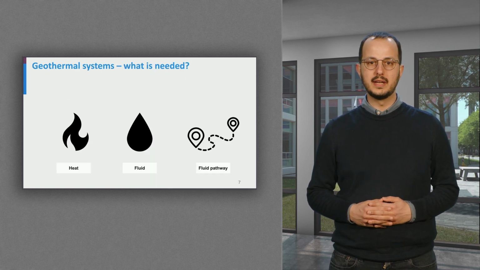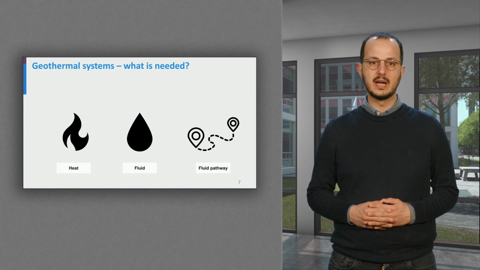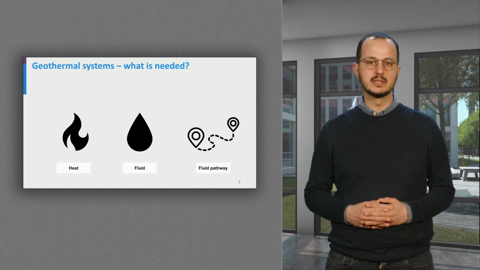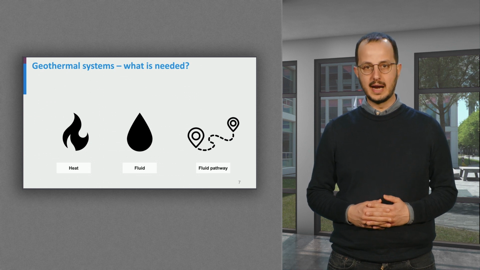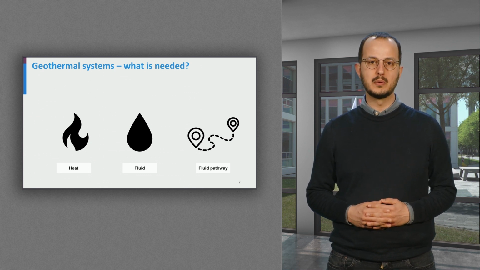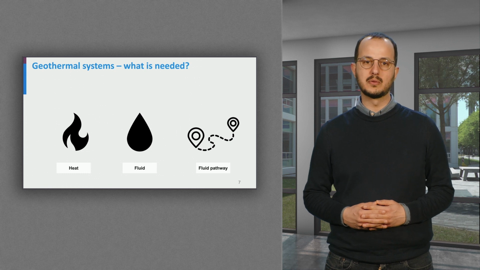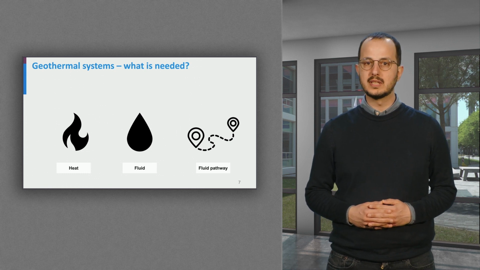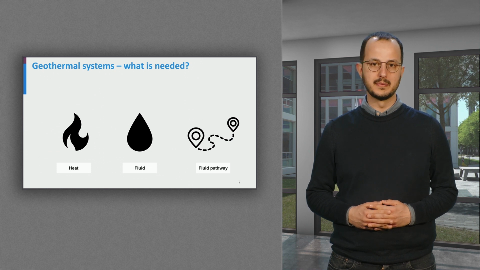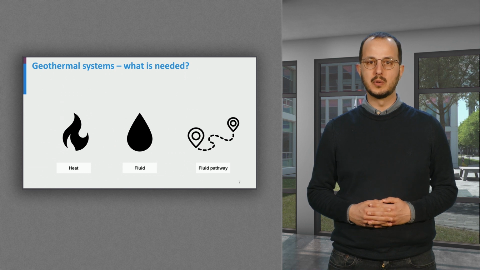Now that we know where heat comes from, let's see what we need to have a geothermal system. A geothermal system requires three components: heat, a fluid to carry the heat, and a fluid pathway through which the fluid carrying the heat can travel through. Fluid pathways can be the pores of a rock or existing fractures in the subsurface. The fluid is in most cases water, but can also include other components such as gases.